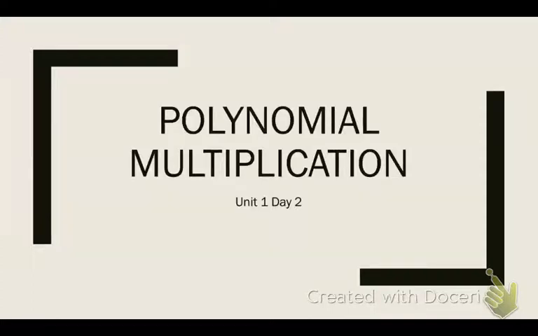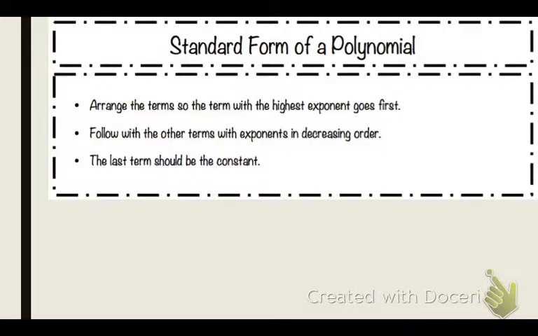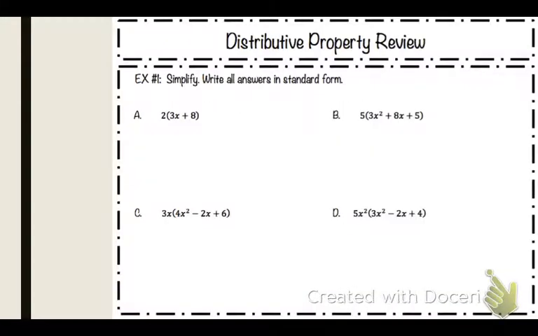All right, Unit 1, Day 2, Polynomial Multiplication. Make sure you have your notes out. So, we've talked about standard form before. I just need to reiterate it. Standard form is when the exponents go from highest to least, so when they're in decreasing order. You should know that. We went over it a bunch last time.